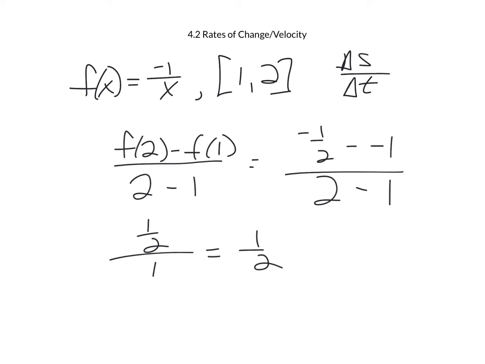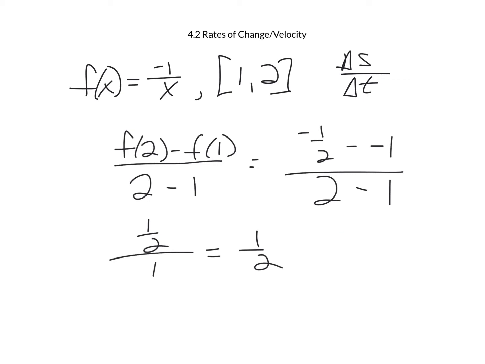Now, part 2 of the directions says, compare this with the instantaneous rate of change at the endpoints. So what does that mean? The instantaneous rate of change, so these are your inputs here, 1 and 2. We want to find the instantaneous rate of change. We're finding the derivative and then plugging those values in.